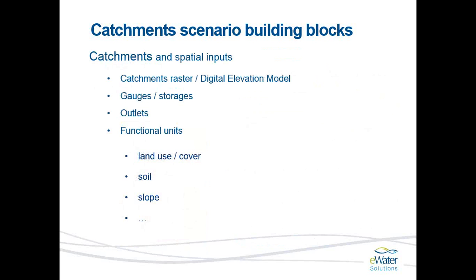There are two types of data that are used to build a catchment scenario. There is spatial data and there is time series data. The spatial data consists of catchments raster, which will be catchments that you have derived beforehand and can import into Source, or you can input a digital elevation model into Source and use that to derive your catchments. You can also add various gauges or storages at points that are critical in your catchments, and then also add your own outlets to the catchments that you have derived. Finally, the functional units, often comprised of land cover or combined with soils and slopes, will be added to your catchment scenario.